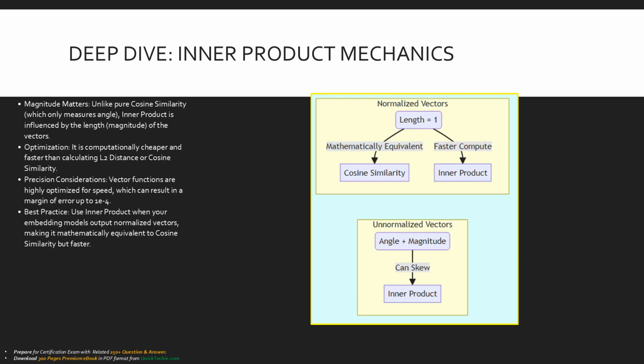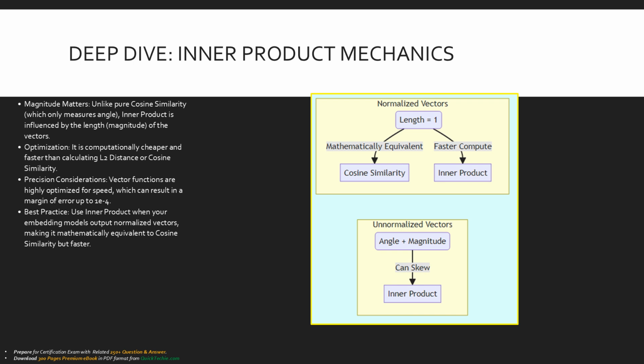As senior data engineers, we must understand the nuance of the math we deploy. How does inner product differ from other metrics like cosine similarity or L2 distance? The key differentiator is magnitude. While cosine similarity purely measures the angle between two vectors, the inner product measures both the angle and the magnitude, or length, of the vectors. If your vectors are not normalized, a longer vector will inherently produce a higher inner product, which might skew search results. However, most modern embedding models, like Snowflake Arctic, output normalized vectors.